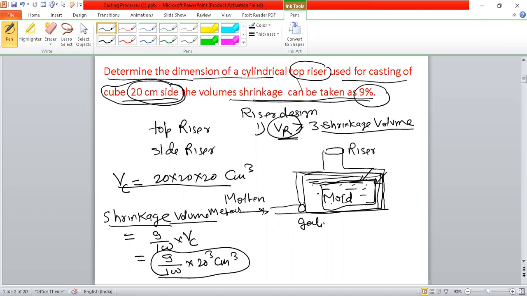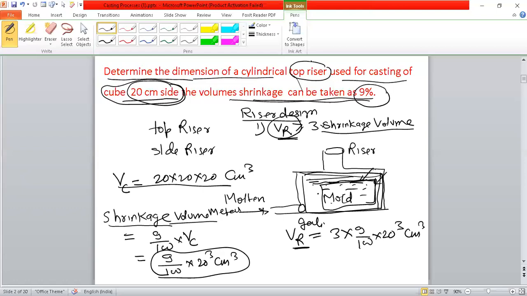So volume of riser, you got volume of riser, that will be 3 times into 9/100 into 20 cube centimeter cube. So this is volume of the riser. Then the first condition of riser design is volume of riser should be greater than or equal to 3 times the shrinkage volume.